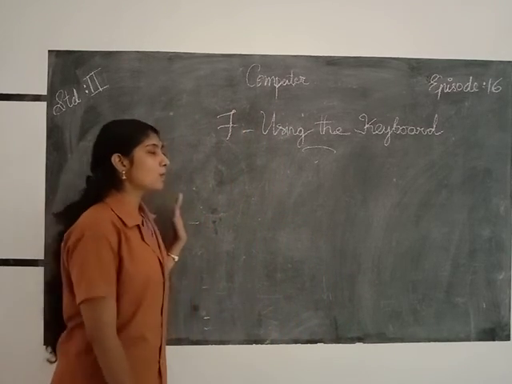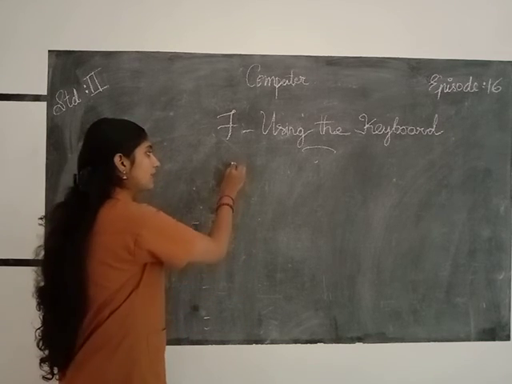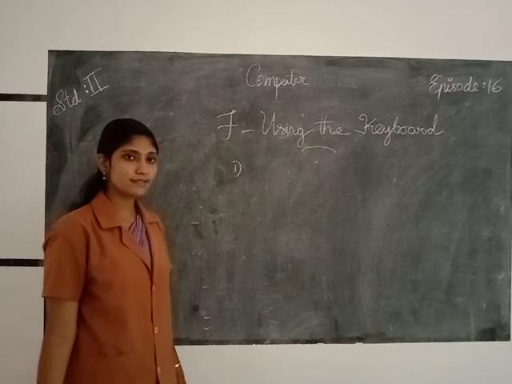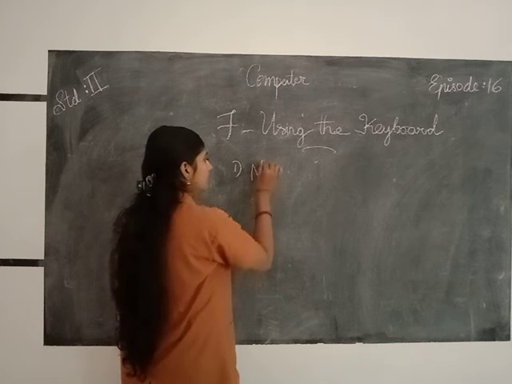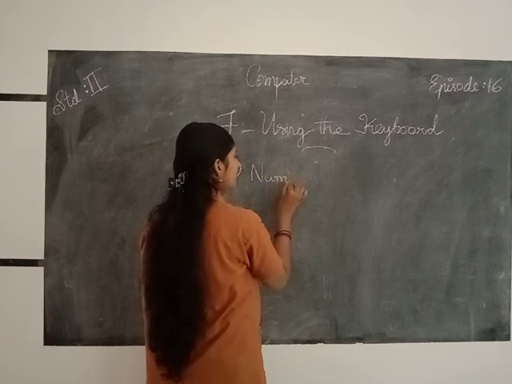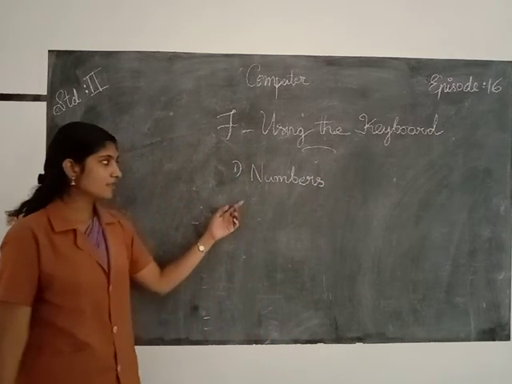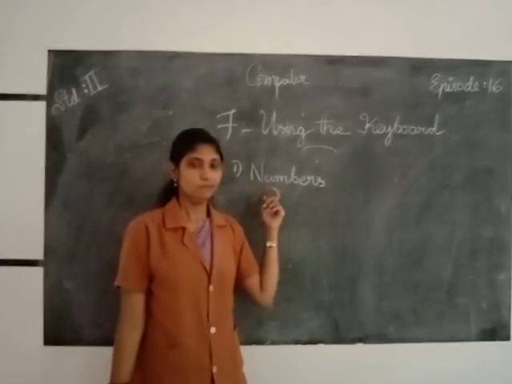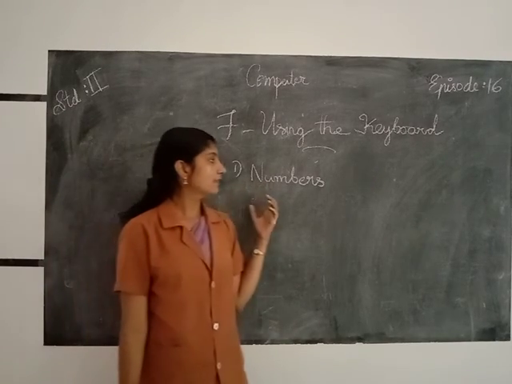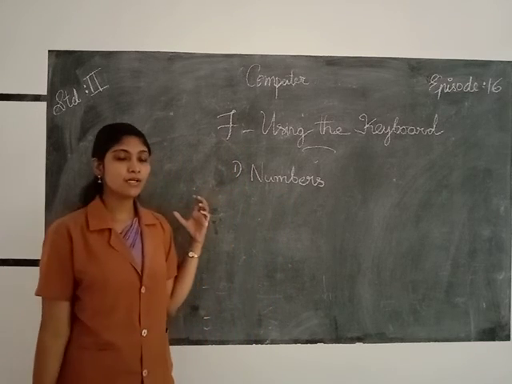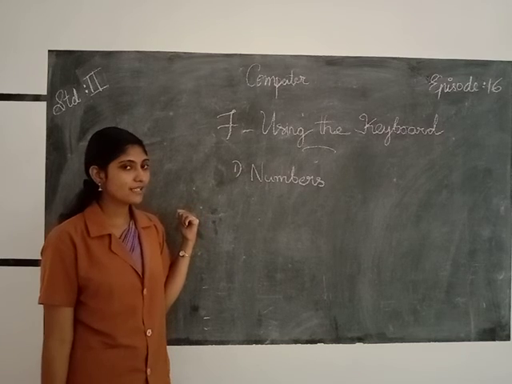So, first, what are the keys present in a keyboard? The first one is numbers. What is the first key? Number key or numeric key. N U M B E R S, numbers. So, have you ever seen any type of numbers present in the keyboard? Yes. What are the keys?